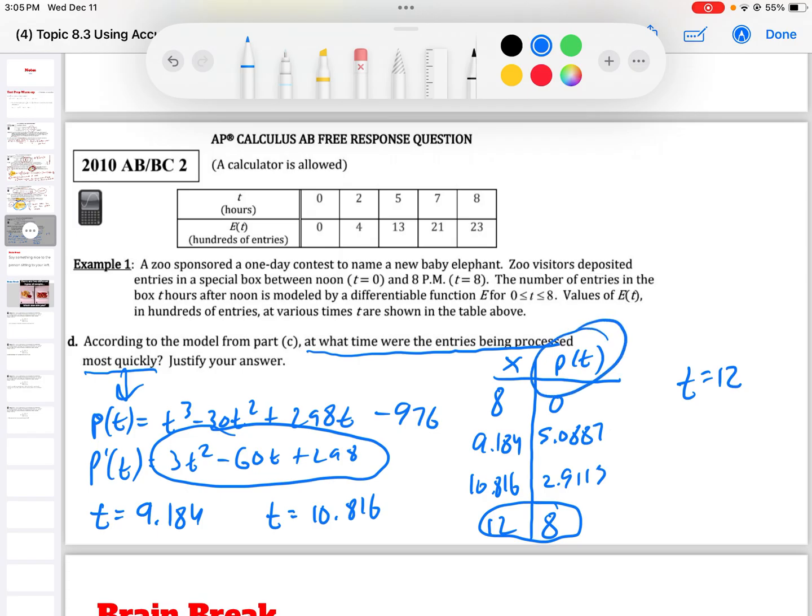So at 12. When T equals 12, the rate is 8. That's the highest. So it's at T equals 12. That would be my answer.